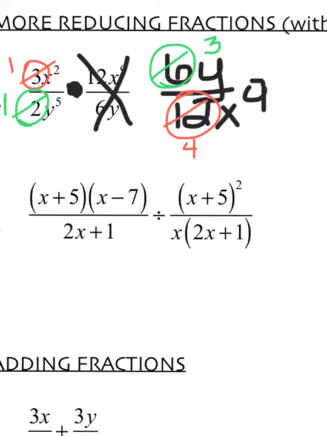Then let's look at our variables here. So variable-wise, I have an x squared with an x to the 9th. So if I cancel those out, I'm going to lose my x squared here, and my x to the 9th is now going to be an x to the 7th. Okay?